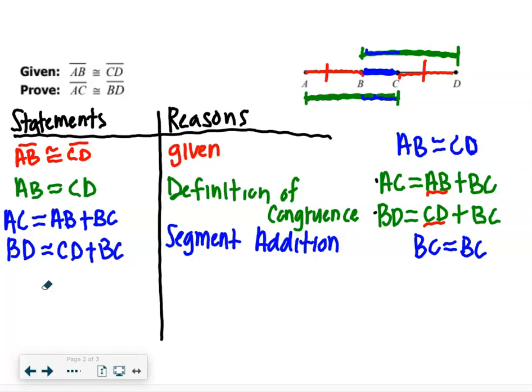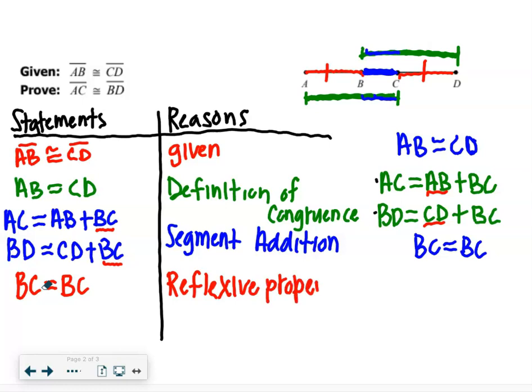Now let's look here, folks. What's in common? I have a BC, I have a BC. So now I'm going to state, even though it seems silly to have to say that the same thing is equal to itself, we have to. We can't leave any holes in our argument. So what is our reason why BC is equal to BC? Well, that is the reflexive property. And remember, reflexive looks like reflection. When you look in the mirror, it looks like yourself. Or you see yourself.